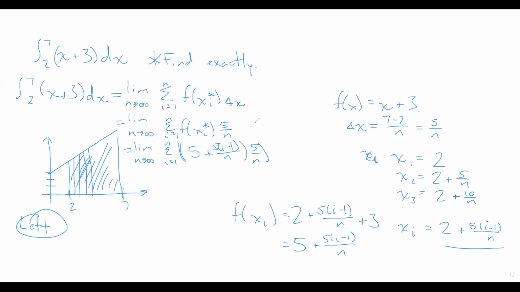Man, I think we should do some simplifying, but are we okay with what it looks like right now? Yeah. Here it tells me, would a midpoint be 2 plus 5 times i minus 0.5 over n? I think that would work.